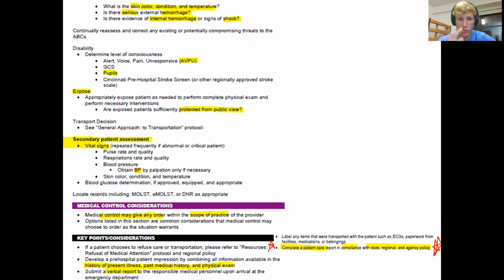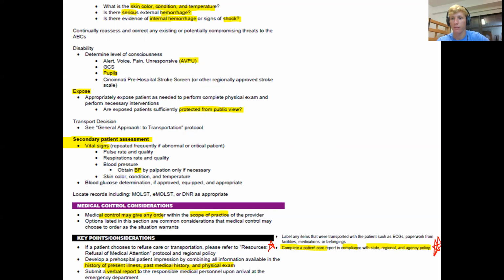Now I highlighted exposure because I wanted to stress the importance of hiding or protecting your patient from public view. So if you're going to expose a patient, do so in the ambulance. And when you're done exposing them, cover up with a blanket. So use discretion when exposing. Do not cut off all their clothes for a small abrasion. You can always have them take it off if it's not that serious, but use discretion.